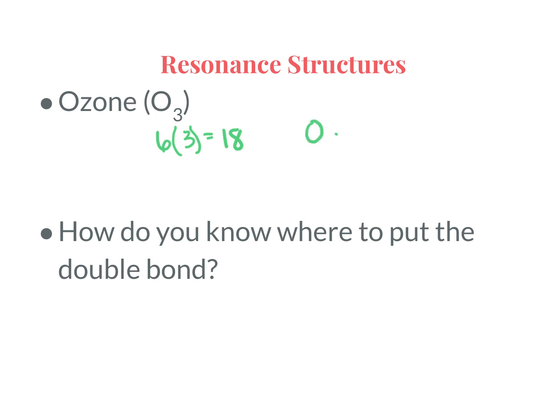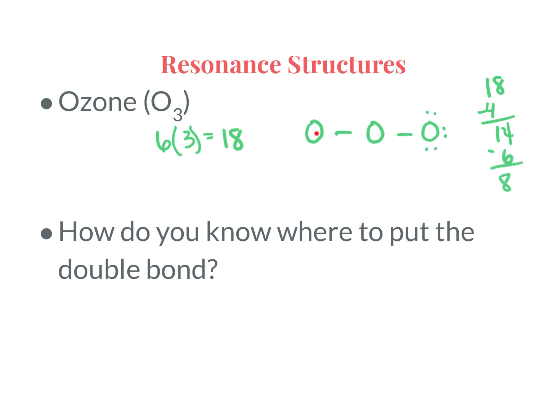This time we can just draw 3 O's in a row. We started with 18. How many have we used? 4. So how many are left? 14. So start over here. How many does this outer oxygen have? 2. So how many dots do you have to draw? 6. It has to total 8.